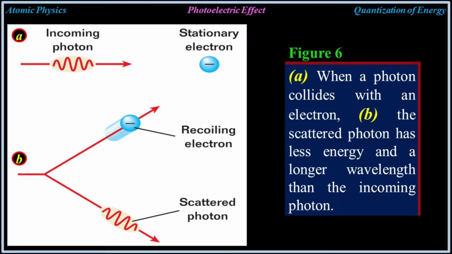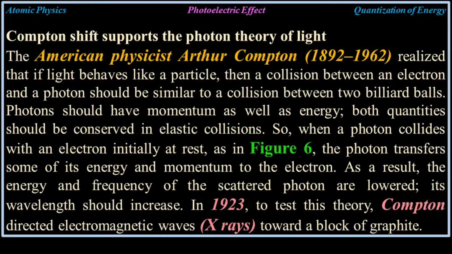Figure 6a, when a photon collides with an electron. B, the scattered photon has less energy and a longer wavelength than the incoming photon. Study figure 6 carefully. Compton shift supports the photon theory of light.